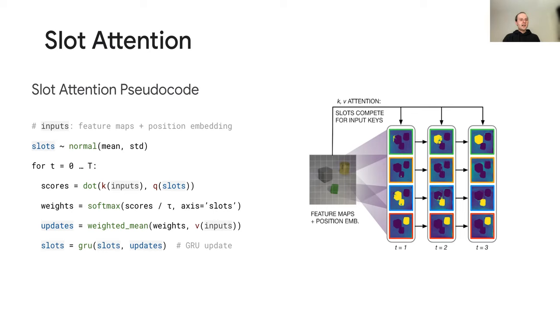And the last part is, because it's a recurrent update, it makes sense to use some kind of easy to train recurrent unit here. And we use a gated recurrent unit, the GRU, to update the slots using the updates from the softmax attention mechanism. And in practice, also for helping with training, we use things like layer norm on the inputs and the slots, but these are merely details.